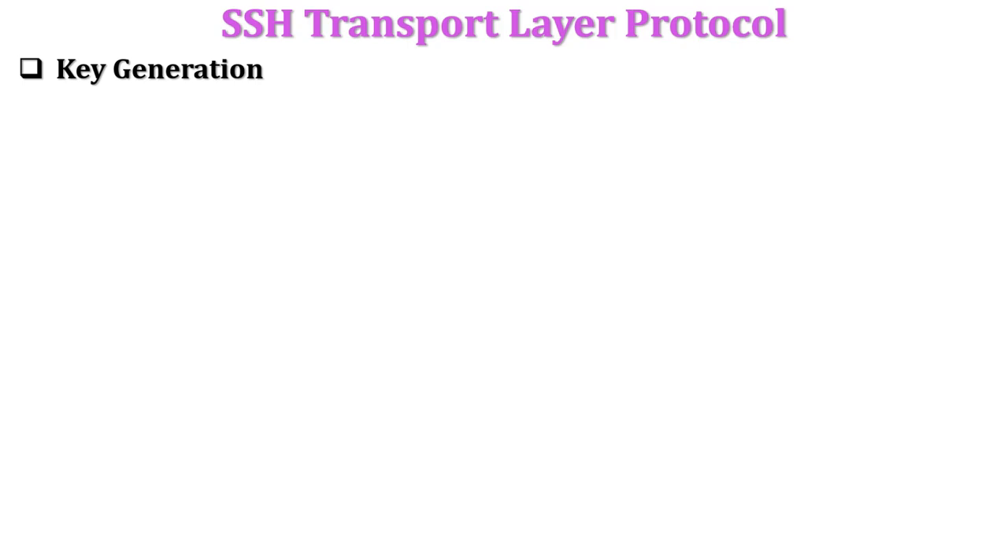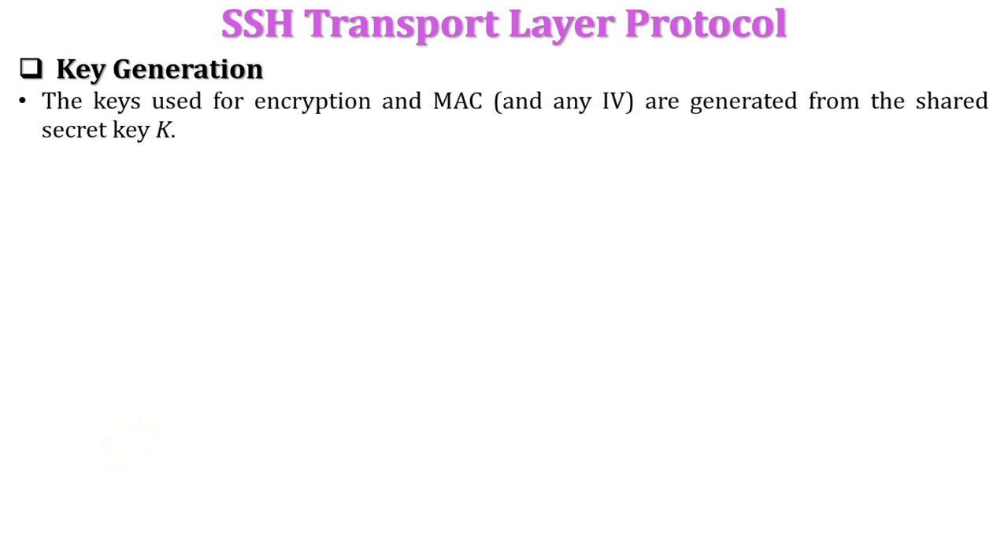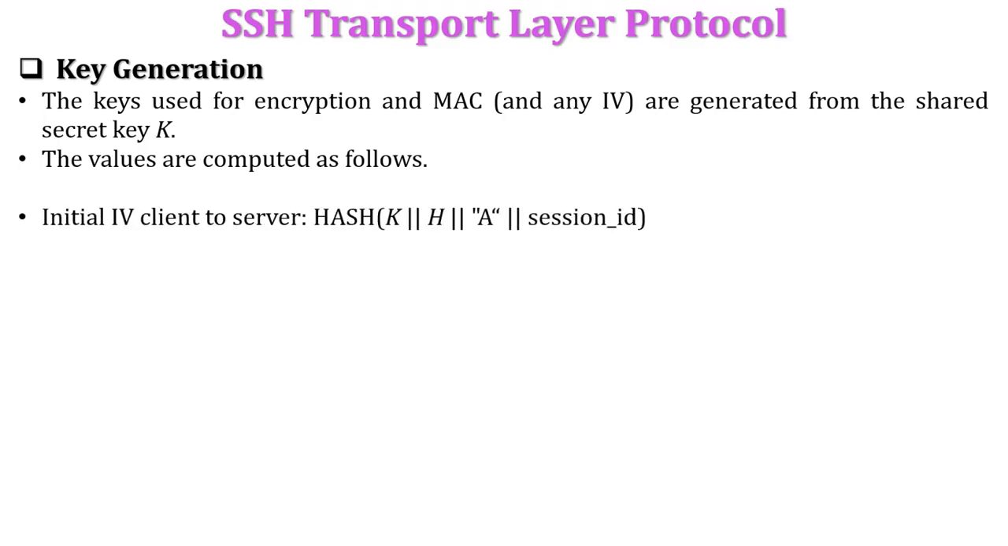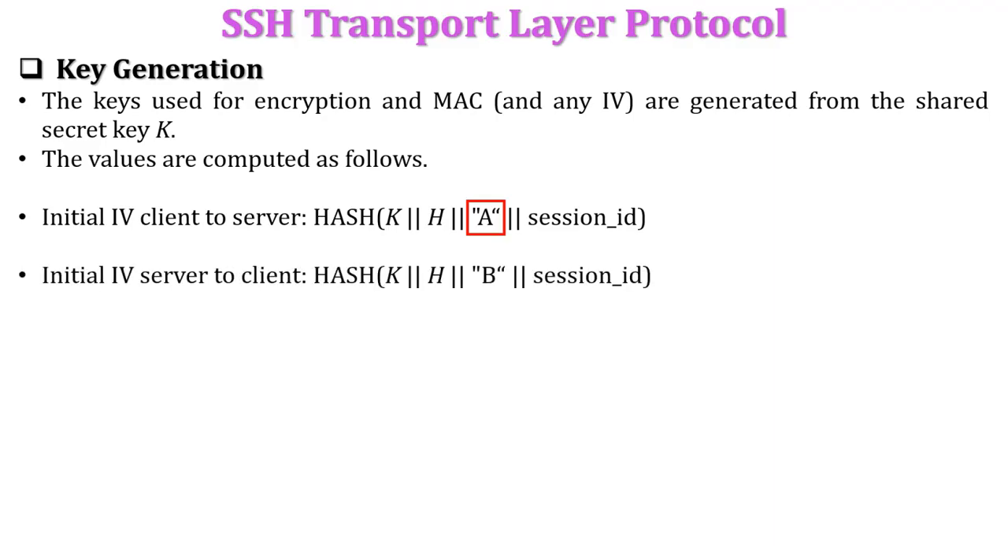The next function is key generation. The keys used for encryption, MAC and initial vector are generated from the secret key K. So now the key generation values are calculated as follows. The first key generation value is the initial vector from client to server. Here in this hash, K is the secret key, H is the hash value from the key exchange, and the value A is the generated key from the secret key K, and session ID indicates the session identifier. Here the session identifier is equal to the hash value unless there has been a subsequent key exchange after the initial key exchange. The next key generation is the initial vector from server to client.